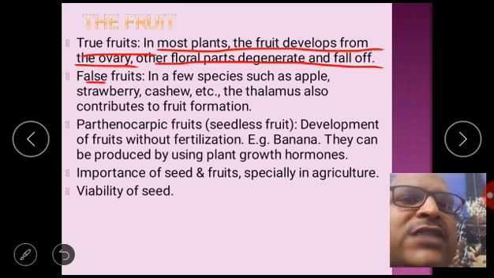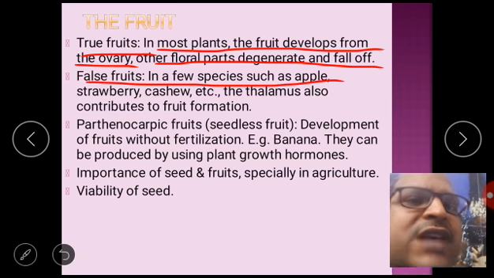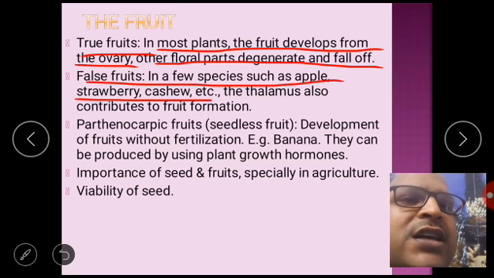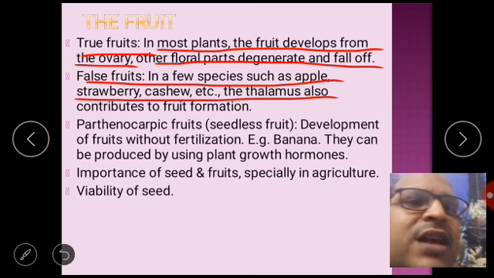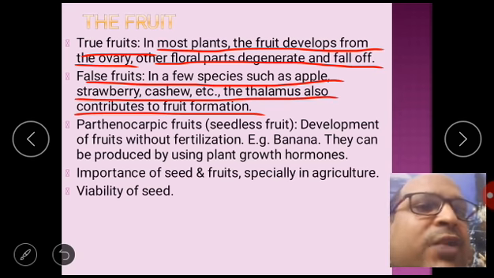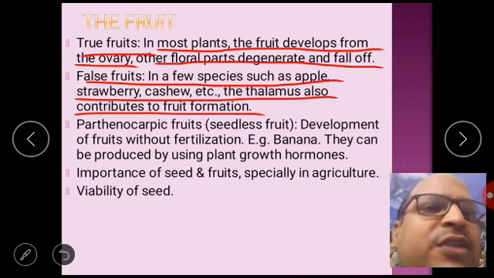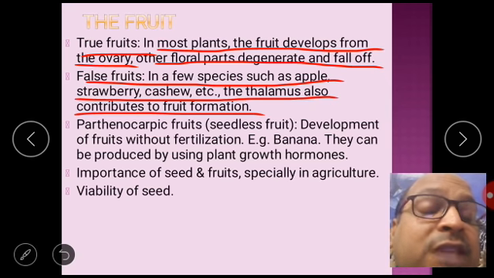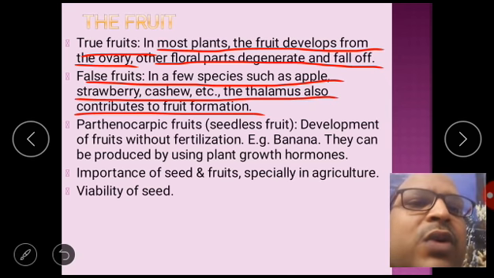Now false fruits: in a few species such as apple, strawberry, cashew, etc., the thalamus also contributes to fruit formation. So here, only the ovary is not involved. Some other part like the thalamus is involved. So that type of fruit is known as false fruit.